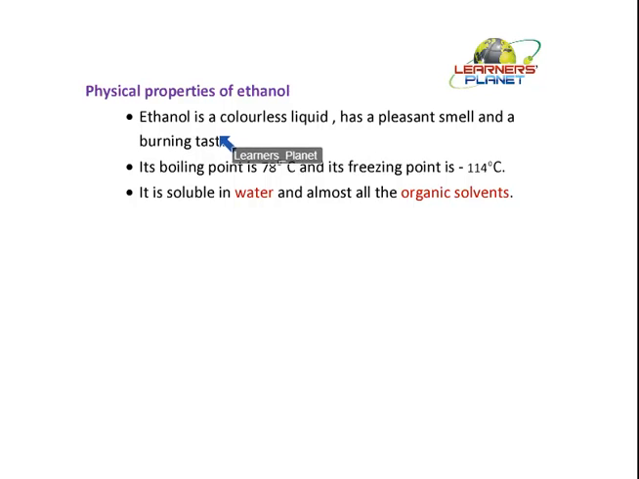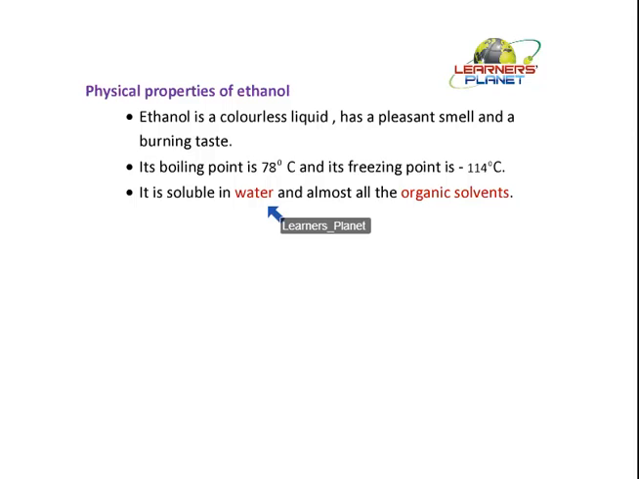Now let's take up its properties. Physical properties of ethanol. Ethanol is a colorless liquid, has a pleasant smell and a burning taste. So those who have tasted it, they are telling it. Now you don't try. So it has got a burning taste. Now its boiling point is 78 degrees centigrade. That is, it starts boiling at 78 degrees centigrade and its freezing point is -114 degree centigrade. That is when it freezes. It is soluble in water and almost all the organic solvents.